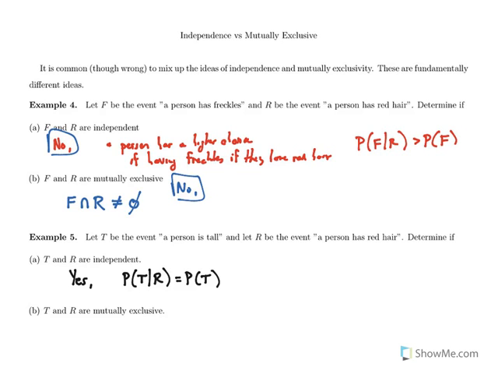Are these mutually exclusive? And the answer is no, right? Can somebody be tall and have red hair? And the answer is yes, they definitely can. So that means that these are not mutually exclusive. So here's a couple examples where the answers for these two things do not match up, and that is going to be the case often.